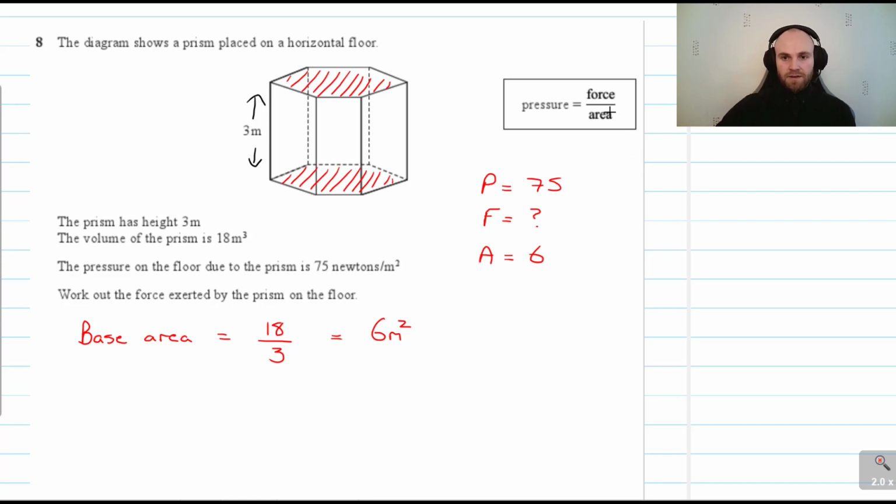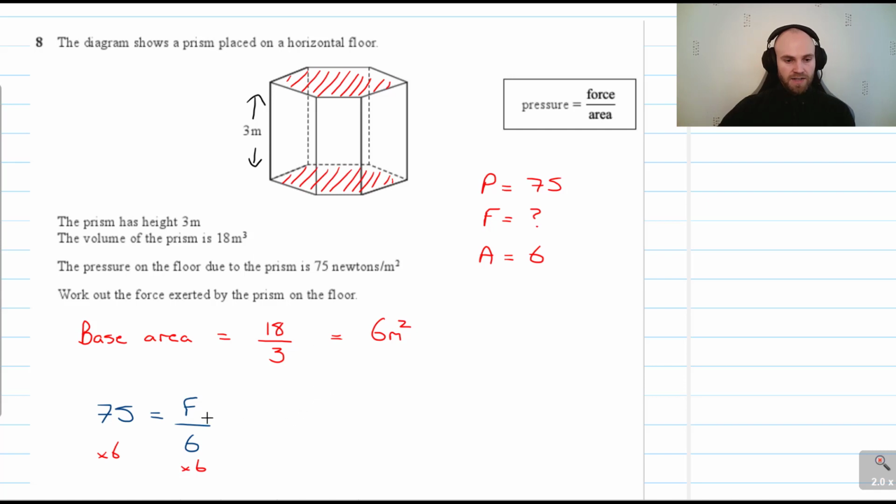So we need to find the force. So we know that the pressure is going to be 75 equals the force, which we don't know, just put F there, divided by the area, which we know is 6. So we need just to rearrange this formula. So what we're going to do is multiply both sides by 6.